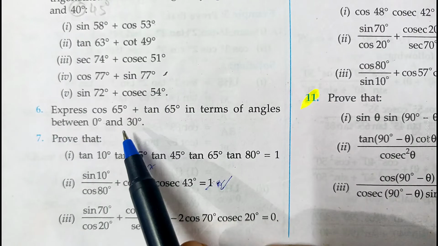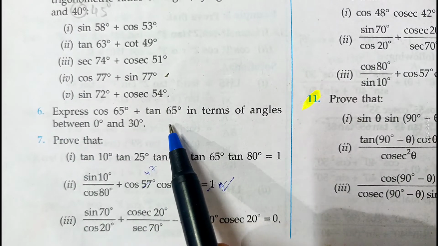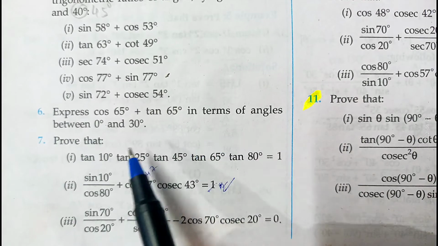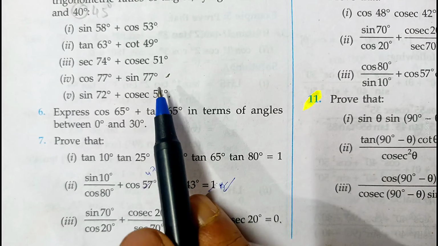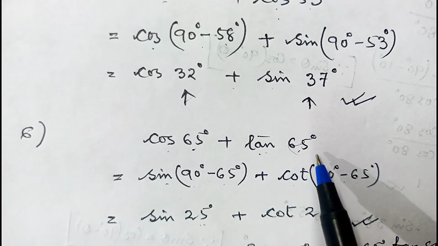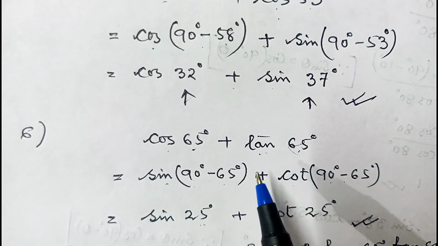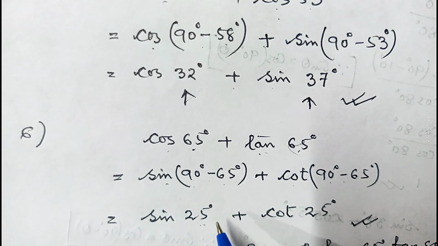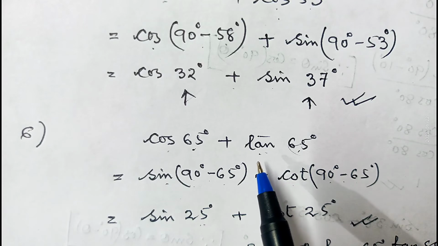In question number 6, it is given: express cos 65 degree plus tan 65 degree in terms of angles between 0 degree and 30 degree. So this sum is also quite similar to question number 5. Cos of 65 degree plus tan of 65 degree, and we have to express this trigonometric ratio in terms of angles lying between 0 and 30 degree.